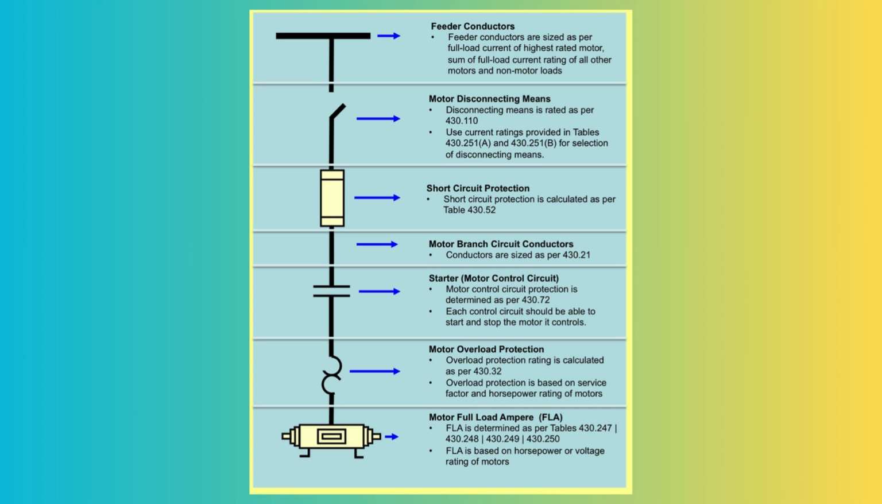Short circuit protection. Short circuit protection is sized based on table 430.52. Motor branch circuit conductors. Branch circuit conductors are sized in accordance with section 430.21.